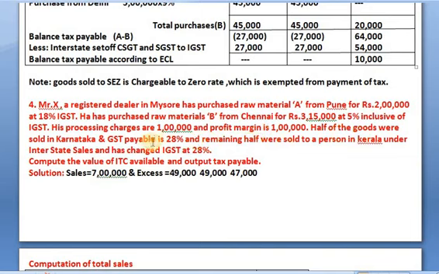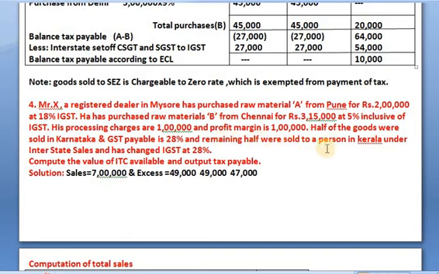Half of the goods were sold in Karnataka and GST payable is 28%. Half of the goods sold. But what is the value of that half of the goods? It's not given because we don't know the sales value. First you have to find out the sales value. By chance if you get the sale value as 1 lakh, half of it will be 50,000. We'll just calculate the sale value. And the remaining half, of 1 lakh, the remaining 50,000.